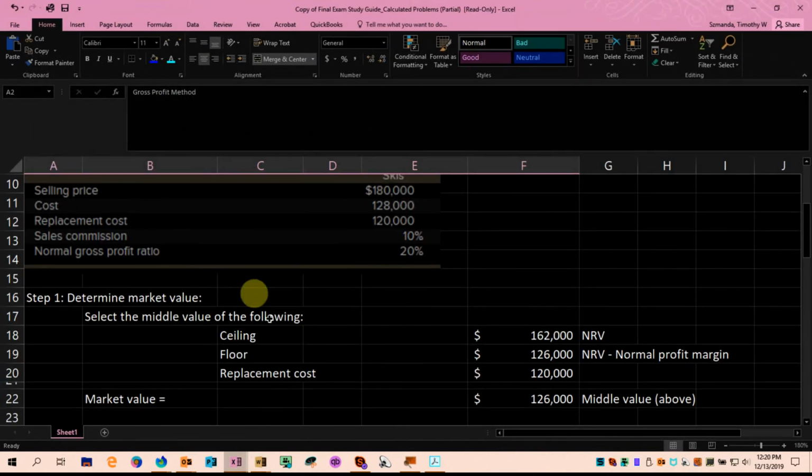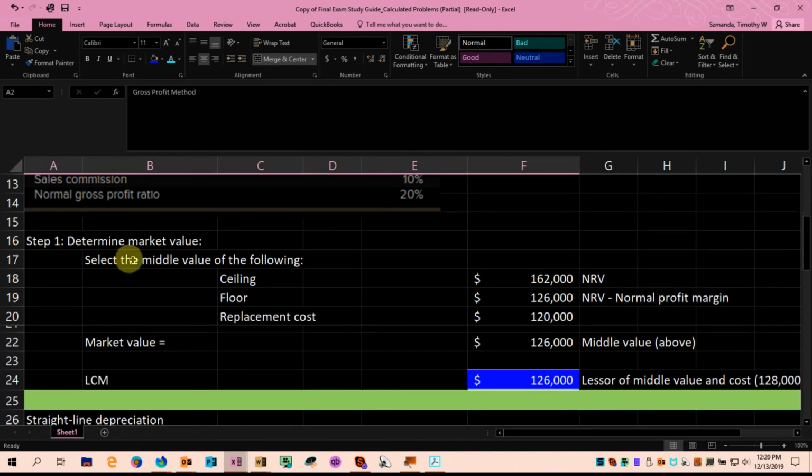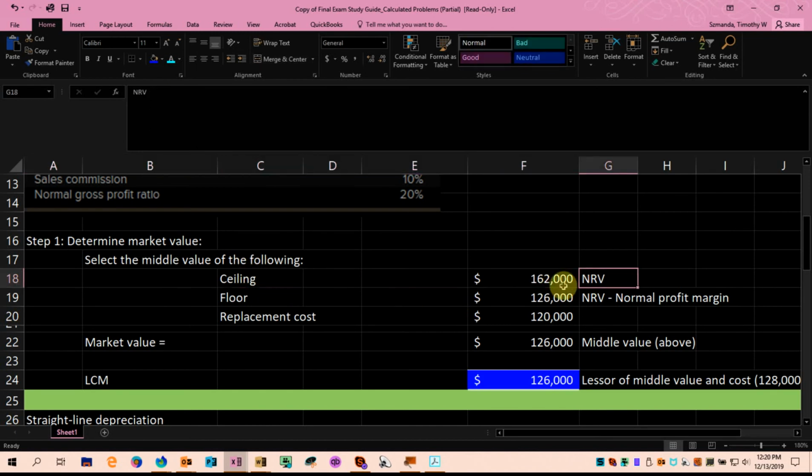All right, so here's a situation where we have some skis. Selling price of $180,000, cost of $128,000, replacement cost of $120,000. Commission is going to be 10% of the selling price, and the normal gross profit ratio will be 20% of the selling price. So remember I said step one is to determine the market value. So you're going to select the middle value from the following. One is going to be your ceiling, which is your net realizable value.